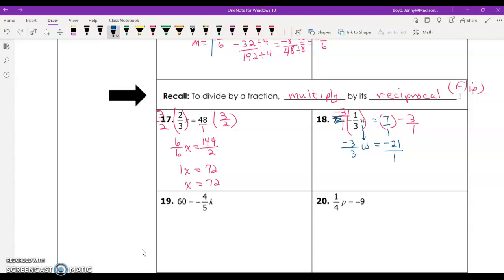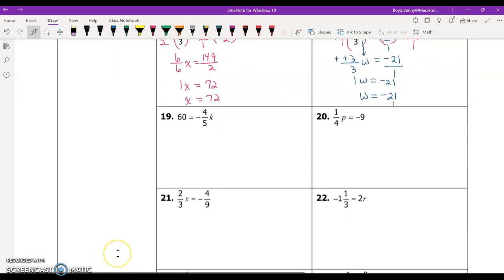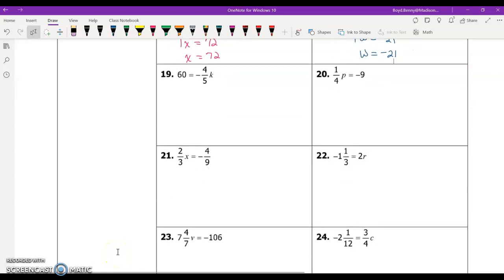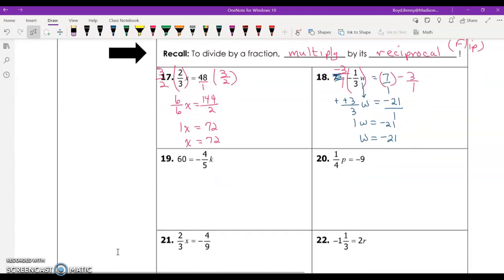Okay. Let's see, we've got 2 negatives here. I missed those 2 negatives. Okay, so when I have 2 negatives, that turns into a positive, and 3 divided by 3 is 1 W. Negative 21 divided by 1 is negative 21. So our final answer would be W equals negative 21. Okay. Looks like all of these are pretty much the same type of problem. So I'm going to go ahead and end the video here and let you guys do number 19 and 20.